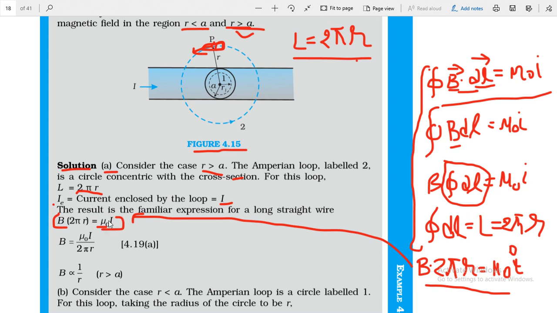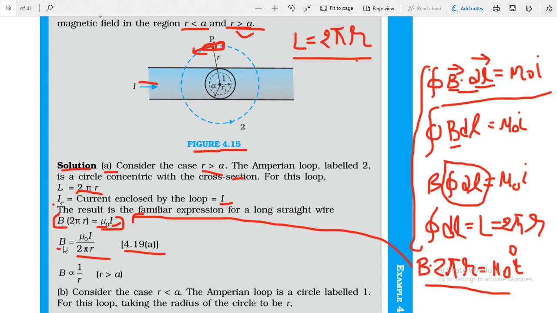Now this I is the current enclosed by this loop, because you know that this wire is inside this loop, because this circle is larger than the cross section of the wire. So the total current flowing through this wire is enclosed by the dotted circle, okay, so the total current inside is I. So you can now write B is equal to mu naught I upon 2 pi r. Okay, so you can see here B is equal to mu naught I upon 2 pi r. This is equation 4.19a.